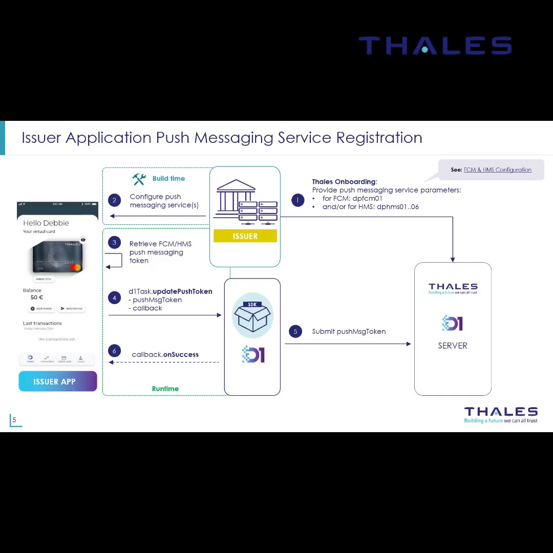As a prerequisite, the SDK needs to be properly initialized. So at the beginning of the process, the FCM API key must be shared with our integration team. Then all the received parameters are deployed in the app at build time. Next, to be then able to receive notifications from D1 backend, the issuer application must retrieve the token from FCM or HMS. After retrieving the token, the issuer application registers the obtained token to the D1 SDK using the update push token method. D1 SDK then submits this token to D1 backend server.